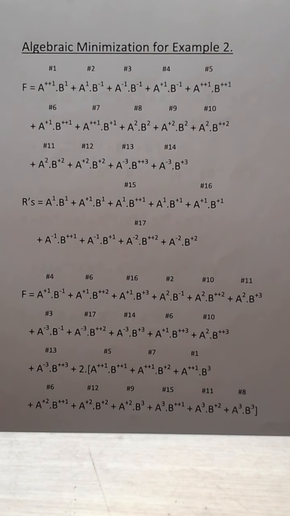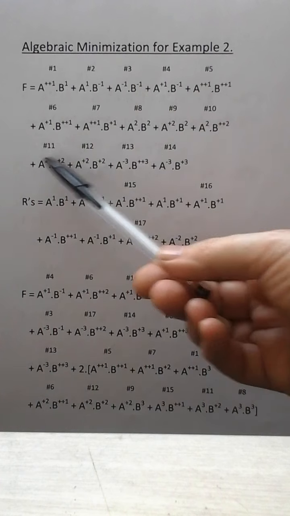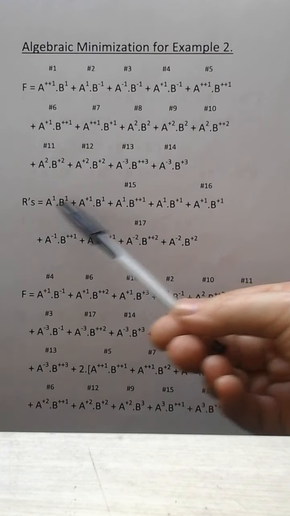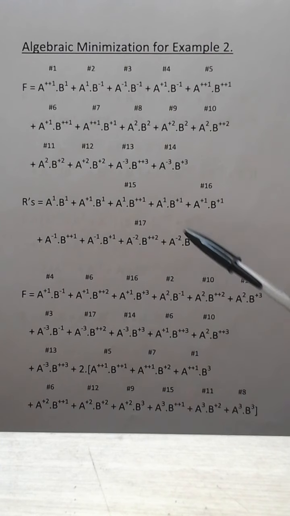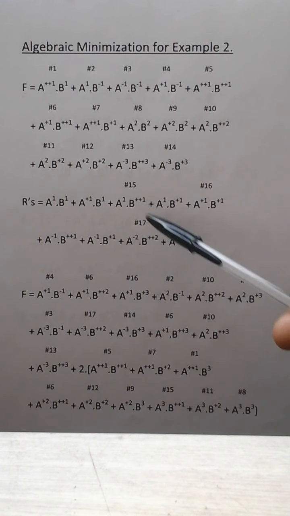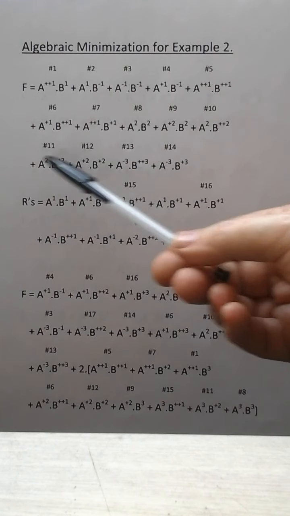Here we're going to go through the algebraic minimization again. Here as before I've written in the F. These are the terms of F, which is in table 2. These are the redundant states. And I've included some of the redundant states. You can choose to include some of the redundant states or not, it doesn't matter. But you have to include all the terms of F.